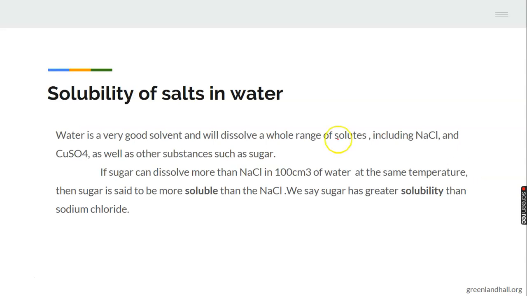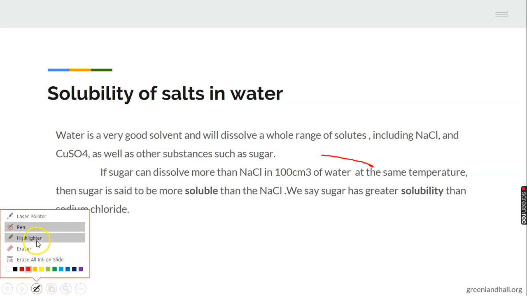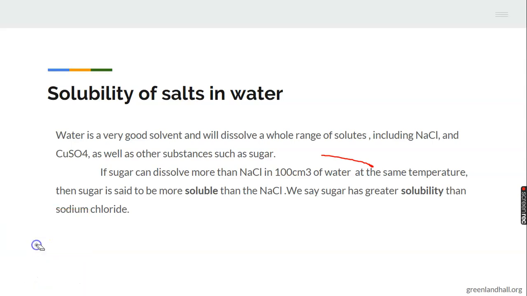So, solubility of salts in water. Water is a very good solvent, as we all know, and it can dissolve a wide range of solutes. Solutes are solid materials, while solvent is liquid material. The ability of a solute to be soluble in a solvent is what we call solubility. Okay, so I'm going to use sugar and sodium chloride, which is our common salt, as an example this afternoon.